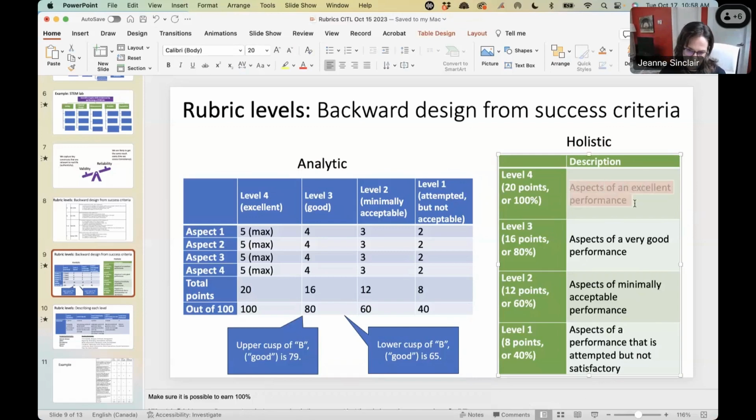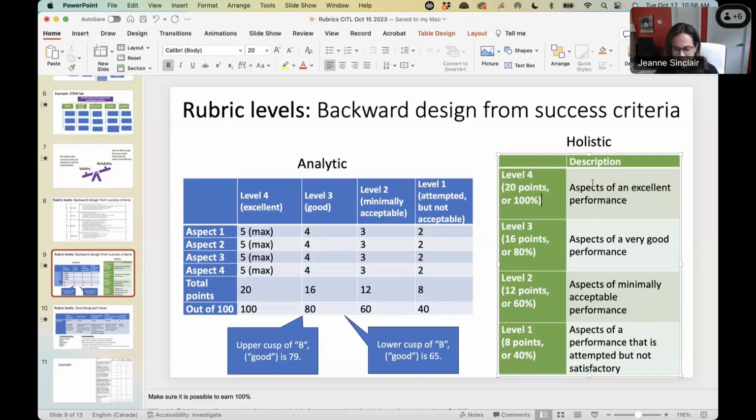So here I wrote aspects of an excellent performance because I'm not going to be filling this in. It won't be applicable to everybody, right? But you would be describing what are the aspects of an excellent performance, something that you would just think is outstanding. So you actually write that all out and then you ascribe a level of points to it. I think it's really important in rubrics that students can earn 100%, even if we're not giving 100% very often, I think it needs to be possible. So that's, to me, a really important criteria for rubrics.